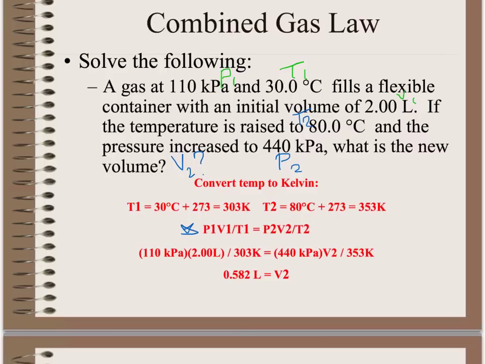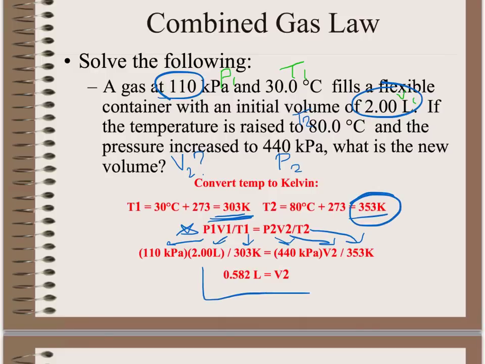So we'll take our combined gas law and plug that in after we convert to Kelvin for both of the temperatures. So we have P1 is 110, V1 is 2 liters, T1 is 303, and then P2 is 440, V2 is our unknown, and T2 is 353. Do all the math, and we get 0.582, which should be rounded to 2 sig figs, so it should be 0.58 liters. Good.